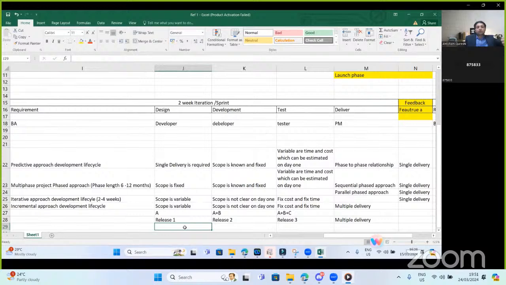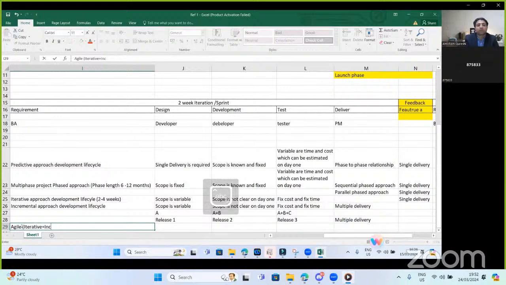Then we have an iterative approach of development lifecycle, which has a shorter duration for the iteration, which is 2 to 4 weeks. And here as well, the delivery in the end is a single delivery. So all these three approaches are single delivery approaches. But from incremental, we have a multiple delivery approach. And this is where we say incremental is a multiple delivery approach, so is Agile. So Agile itself is iterative plus incremental. This is what we need to remember always, that Agile is incremental plus iterative.